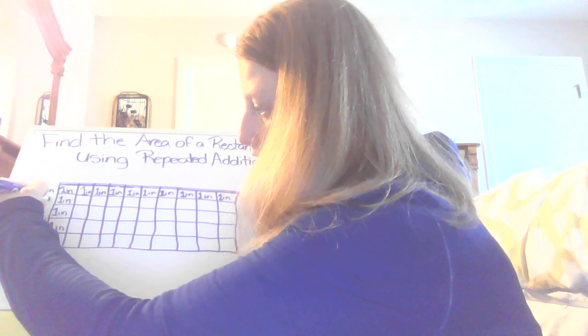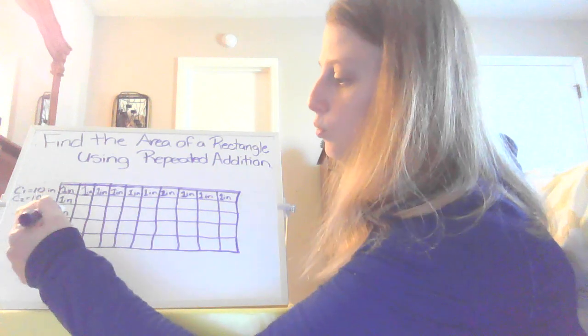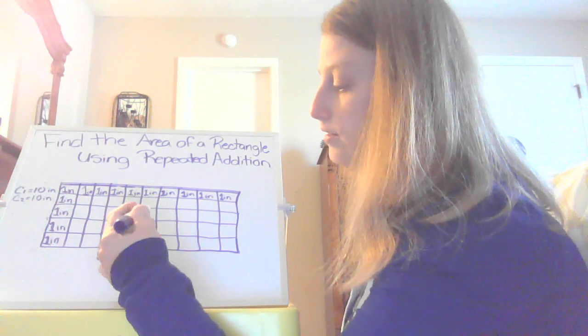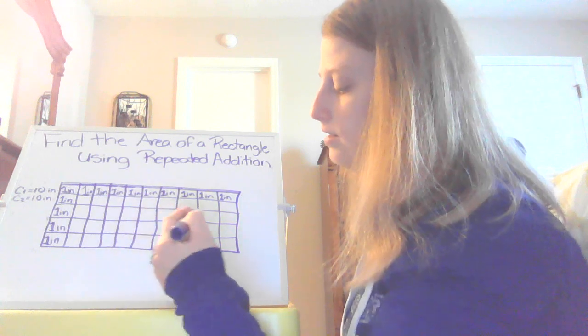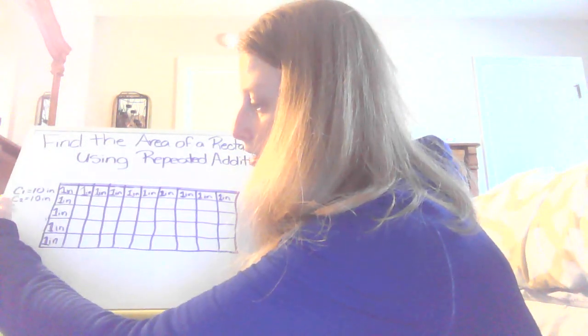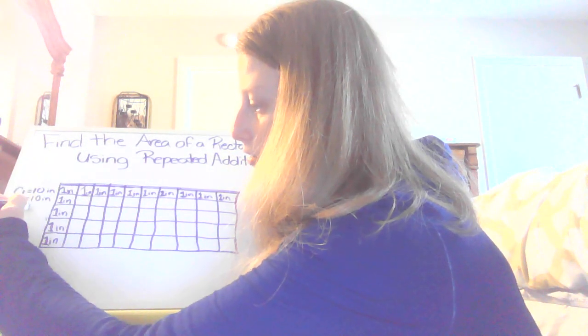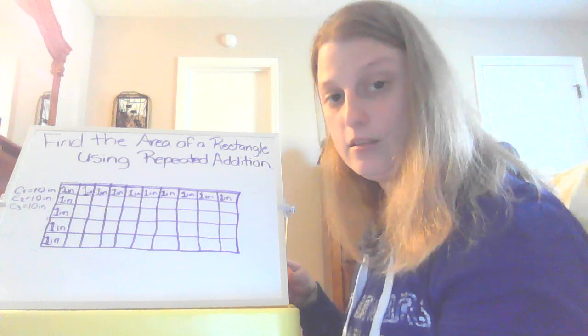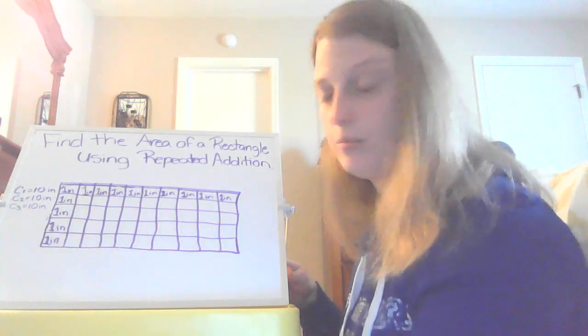Alright, now let's look at column 3. 1, 2, 3, 4, 5, 6, 7, 8, 9, 10. So column 3 also has 10. So we're going to put C3 equals 10 inches. I'm starting to see a pattern here. How about you? Well, let's continue to see what the last couple of columns have.